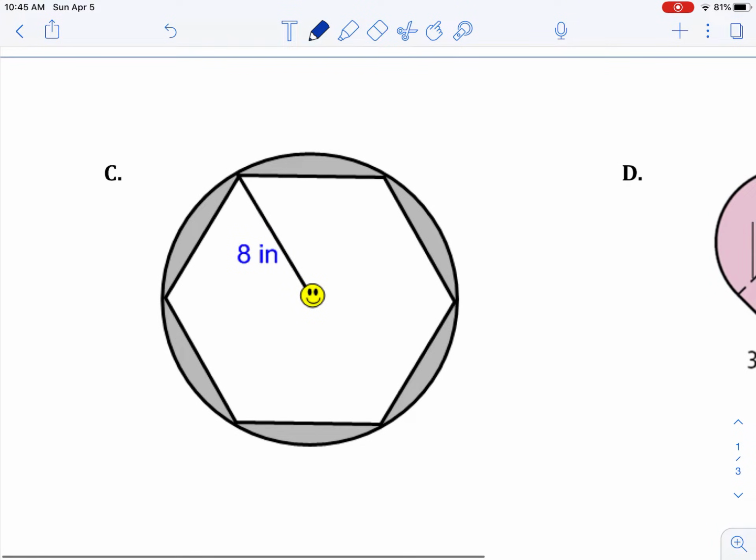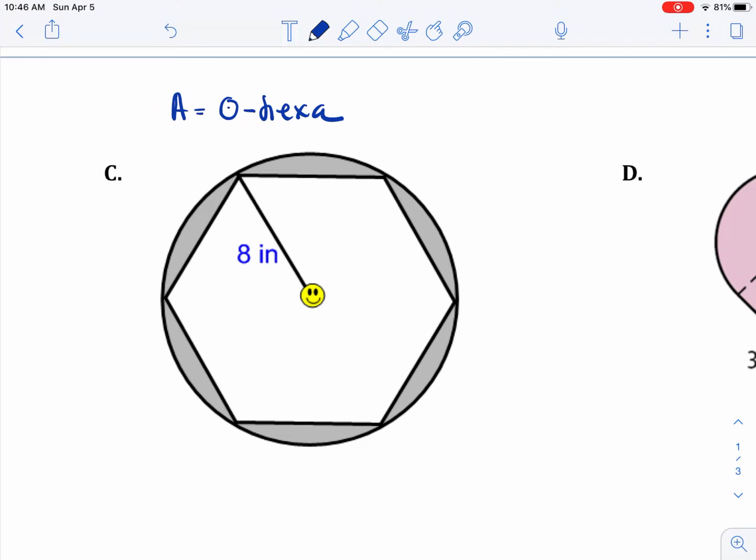Okay, next example. I need to find the area of the shaded region, right? So the shaded region is just that gray area. So I say, what do I see? I see a circle, and I see 1, 2, 3, 4, 5, 6, a hexagon. So what's bigger, the circle or the hexagon? The circle, right? So I'm going to find the area of the circle first, and then I'm going to find the area of the hexagon. And if I just want the shaded region, am I going to add them or subtract them? Subtract them. So I have the area of the circle minus the hexagon is my plan.